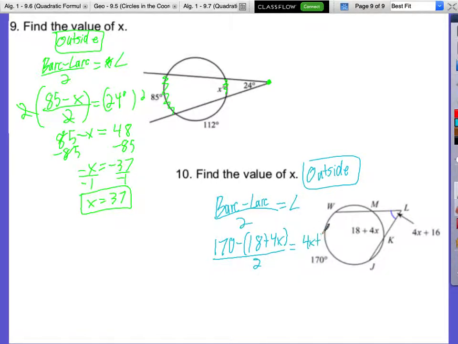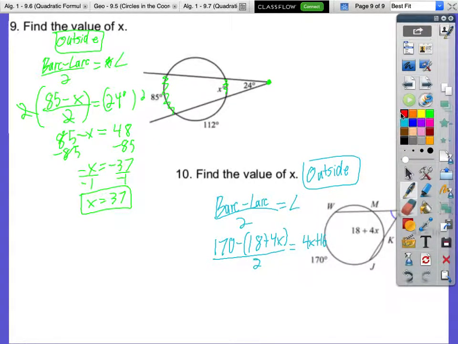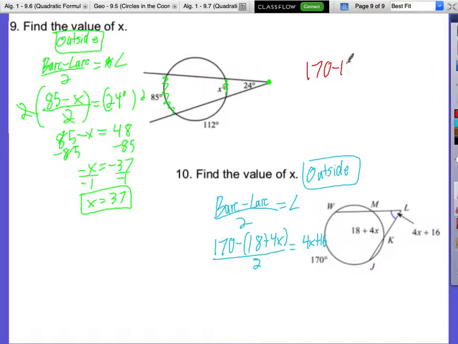4x plus 16. Now here's the reason why we had to put that 18 plus 4x in parentheses for our lark, our little arc. It's because we're subtracting this whole arc. If we don't put it in parentheses, we end up having 170 minus 18 plus 4x. Whereas if we put it in parentheses, we have 170 minus 18 minus 4x. Are these the same thing? No, they're completely different, because this has a plus sign, this has a minus sign. So you get two different answers.